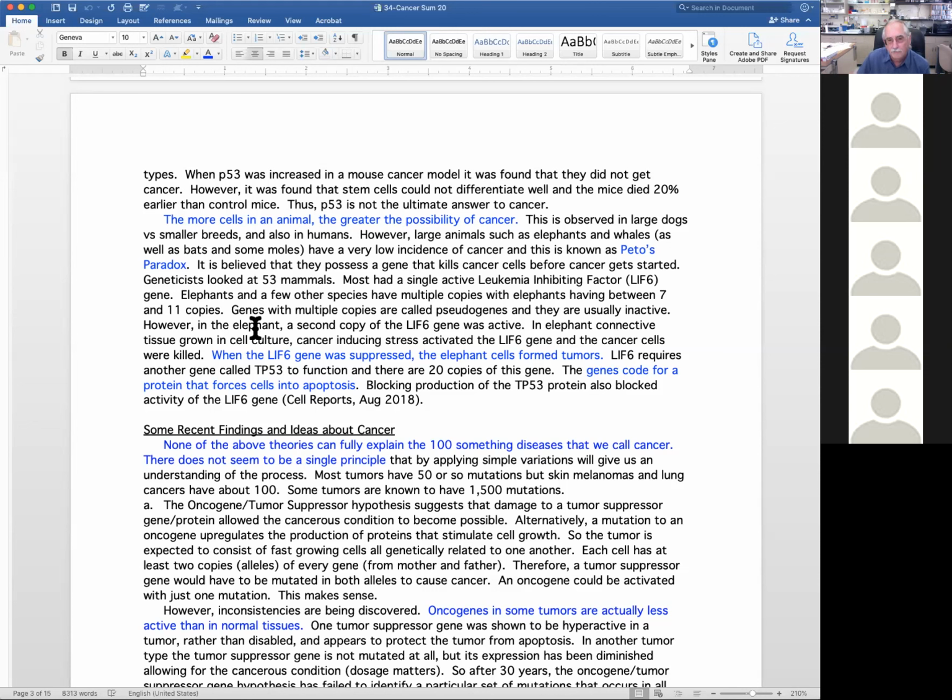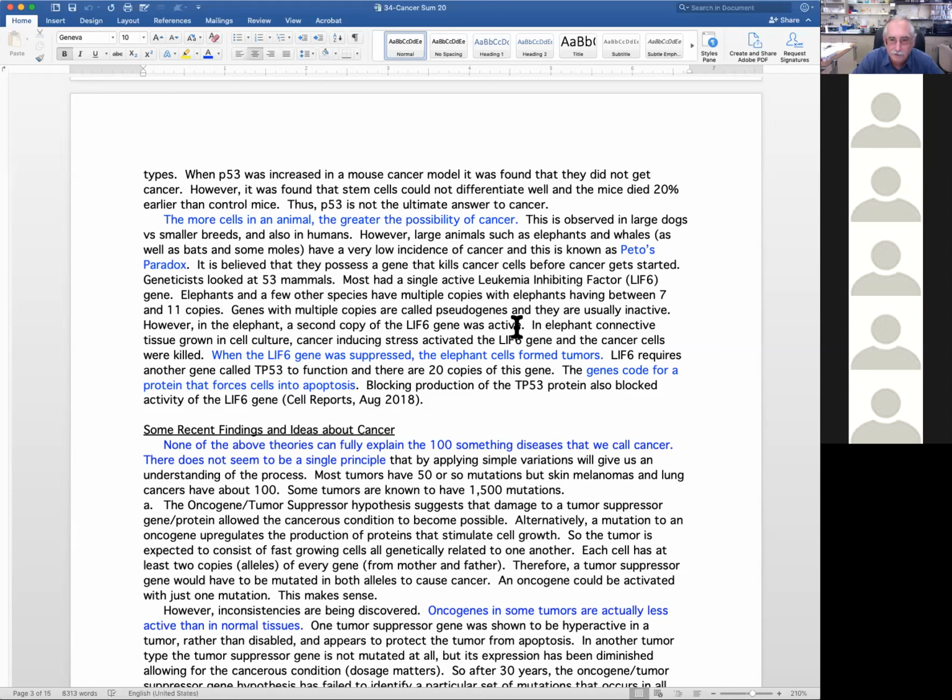Well, they looked at about 53 animals, and most of them had a single active leukemia inhibiting factor. That's a gene. And then they found that elephants and a few other species had multiple copies, with elephants having between 7 and 11 copies. And most of the time, genes with multiple copies, which are called pseudogenes, only one of them is active. In the elephant, they found at least 2 were active.